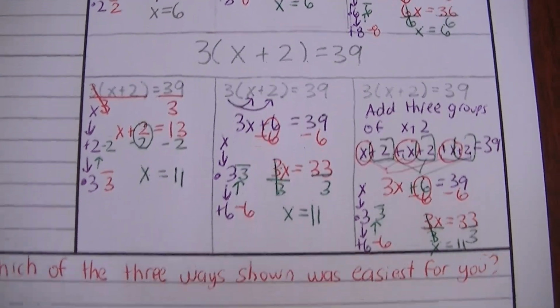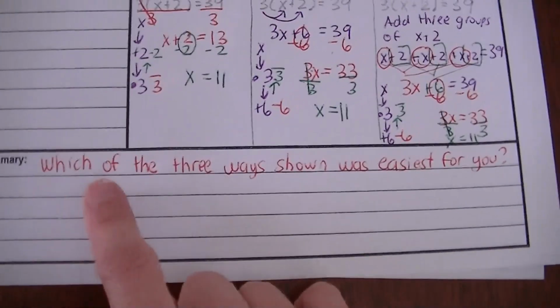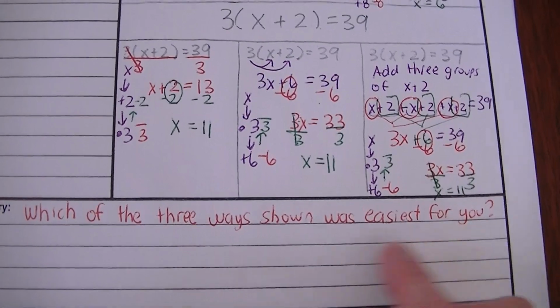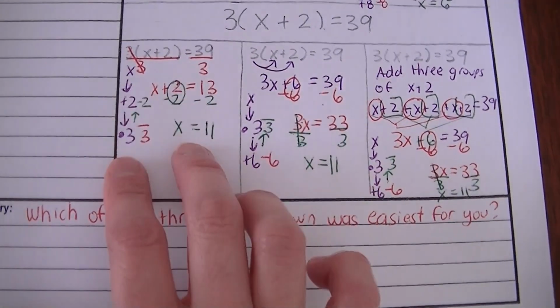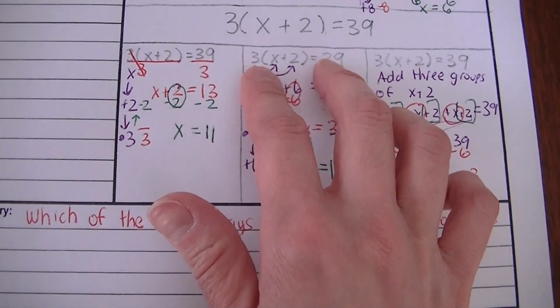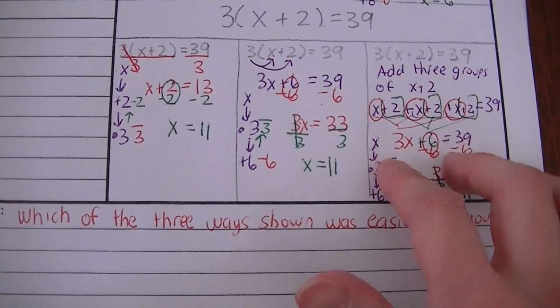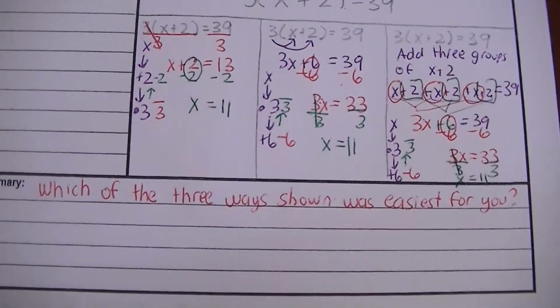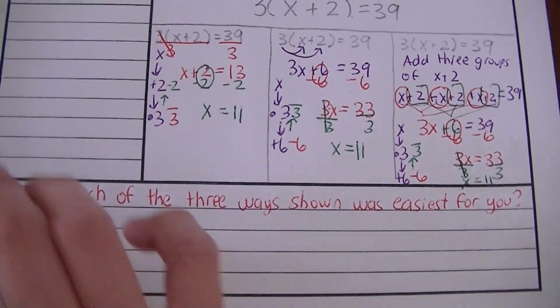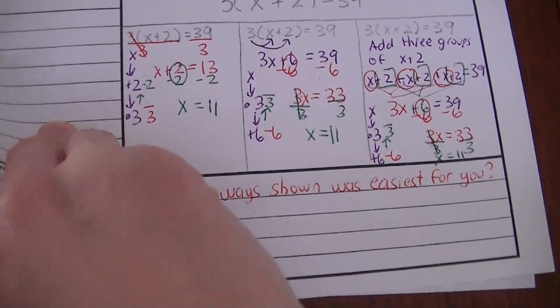Okay? Alright, so your job is to answer this question. Which of the 3 ways shown was easiest for you? The first way where we went straight into building it, the second way where we used the distributive property first, or the third way where we had to add the groups together and then simplify it. Alright, go ahead and turn your page over.